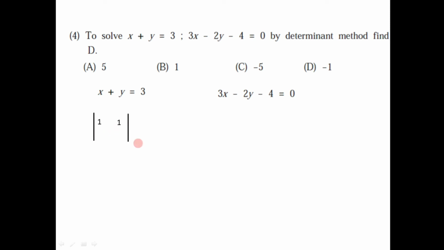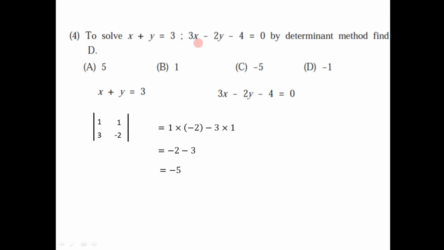And in the second row, we have to write the coefficients of x and y in the second equation. For the second equation, the coefficient of x is 3 and the coefficient of y is minus 2. So in the second row, we should write 3, minus 2. Now we have to solve this determinant to get the value of D. For that, we have to multiply 1 and minus 2, that is 1 into minus 2, minus the product of 3 into 1. So 1 into minus 2, that's minus 2, minus 3 into 1, that's 3. So minus 2 minus 3, that is minus 5.